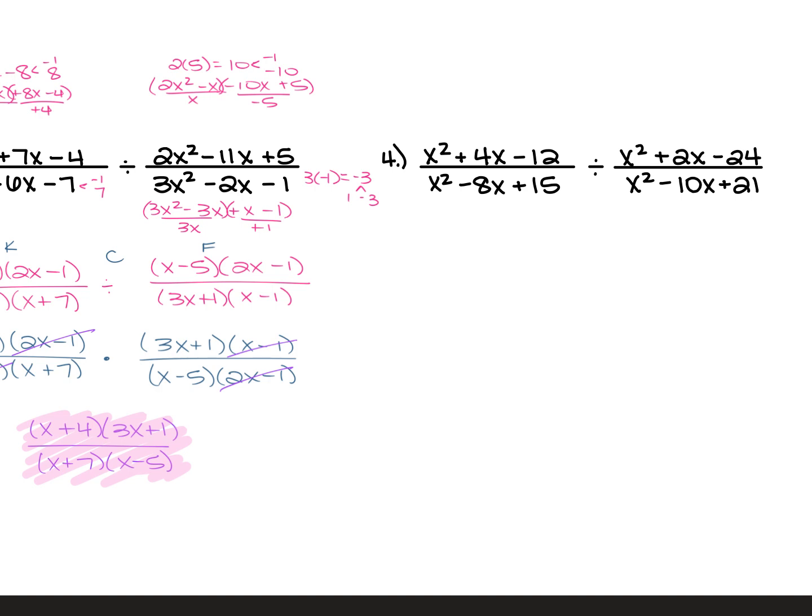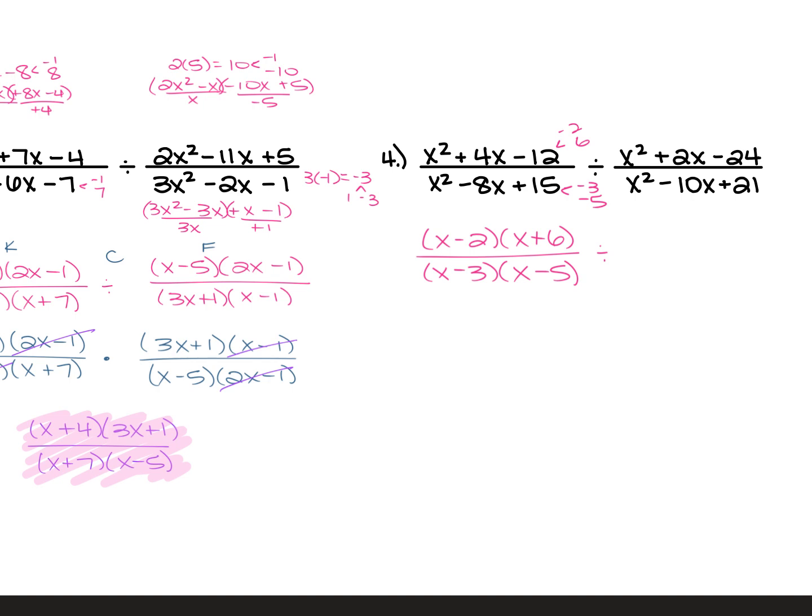So we're just going to factor when a is 1, so find the factors of c that add up to be b. The top of the first fraction and your factors of negative 12 that add up to be positive 4 are negative 2, positive 6. So it's going to be x minus 2 times x plus 6. Bottom of the first fraction, factors of 15 that add up to be negative 8 are negative 3 and negative 5. So it's x minus 3 times x minus 5.